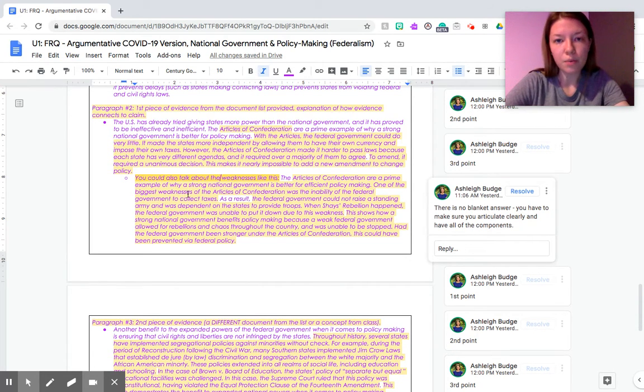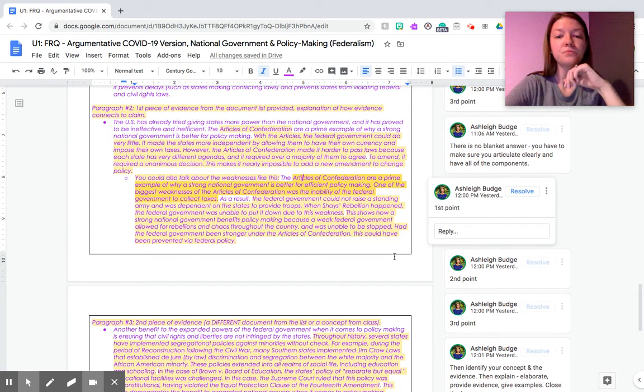So here's another example, right? You could also talk about the weaknesses of the Articles of Confederation like this. The Articles of Confederation are a prime example of why a strong national government is better for efficient policymaking. Boom, first sentence, identified the document, tied it back to the claim.